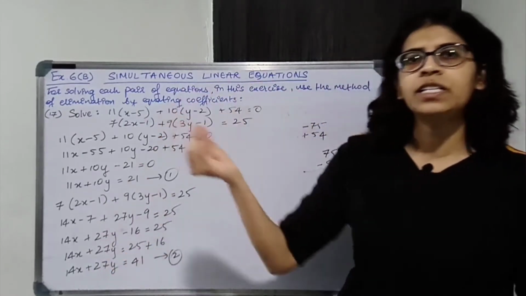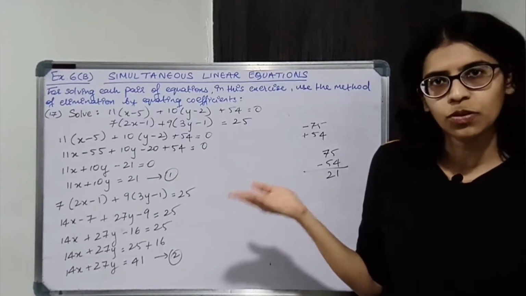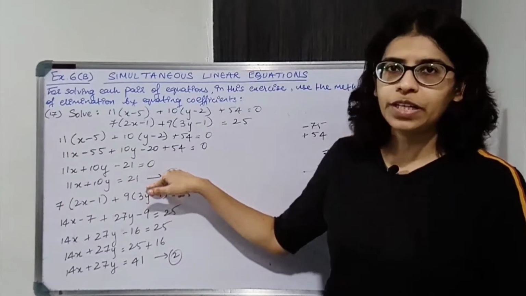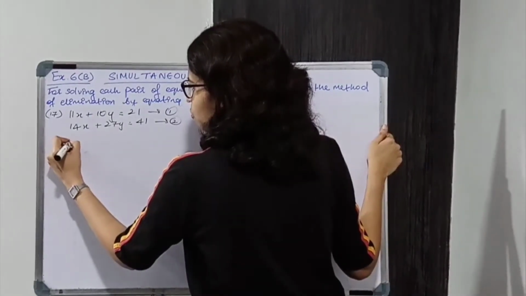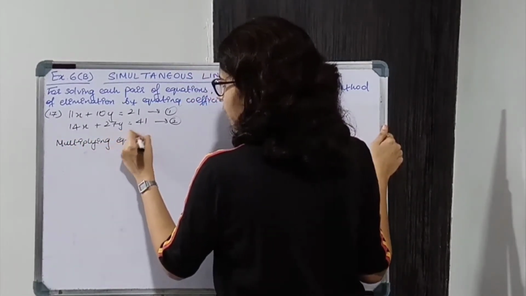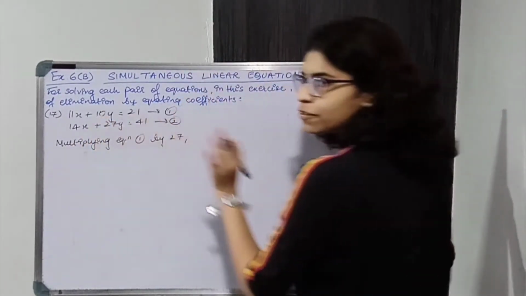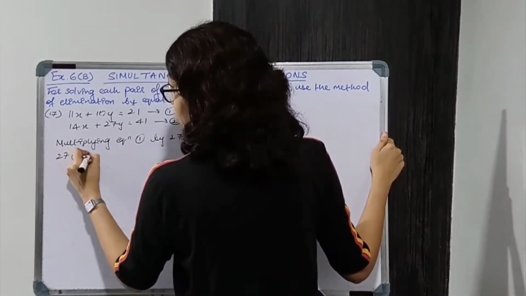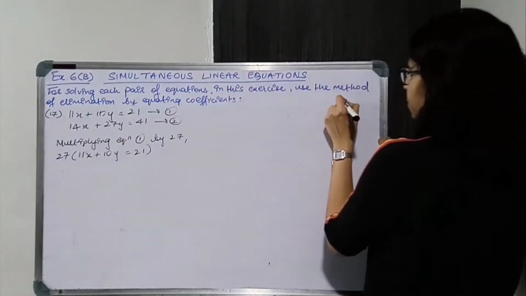Okay, 10 and 27 का LCM क्या हो जाएगा, 270 होगा. There is nothing common in 10 and 27. Okay, so 10 into 27 gives 270. So this I need to multiply by 27 and this I need to multiply by 10. Okay, so multiplying equation 1 by 27. Okay, I am making y का coefficients same. So 27 into 11x plus 10y is equal to 21. 27 into 11.